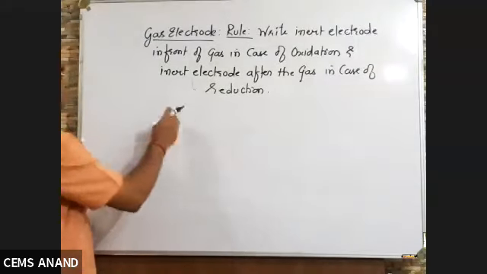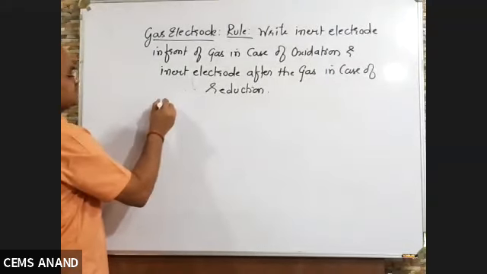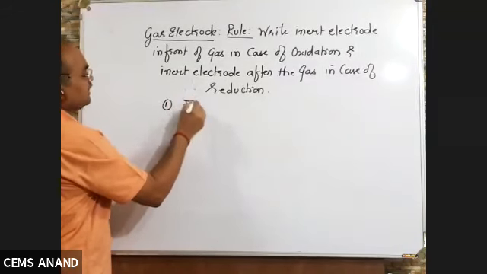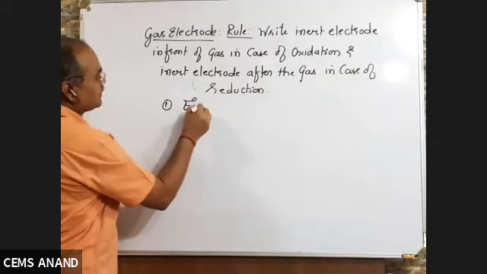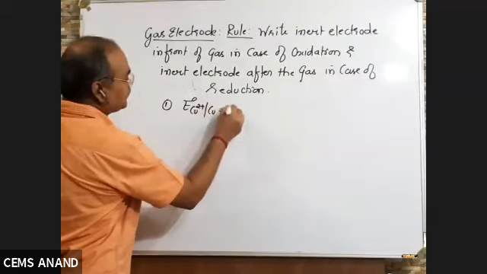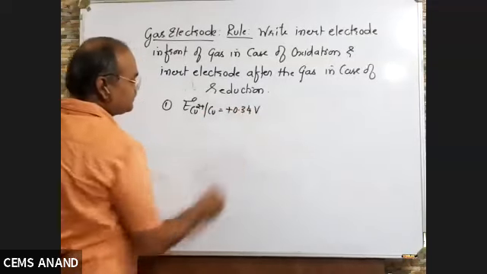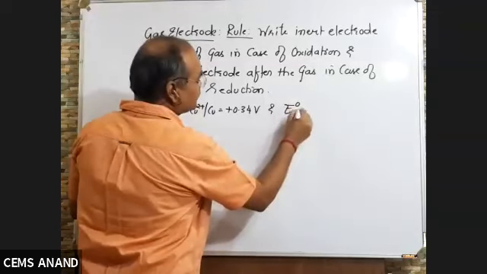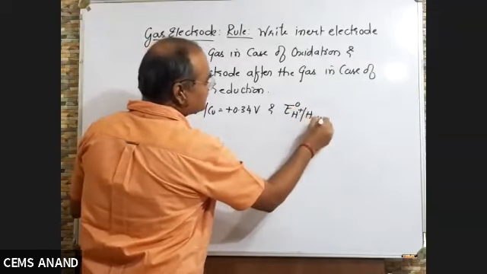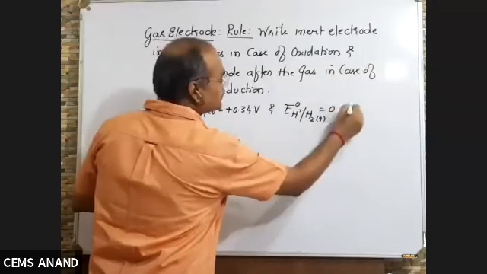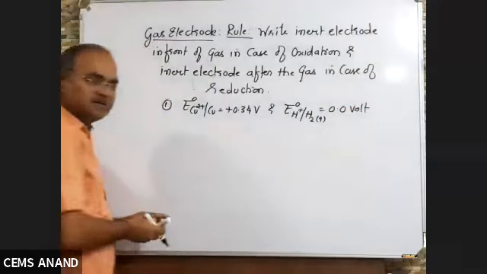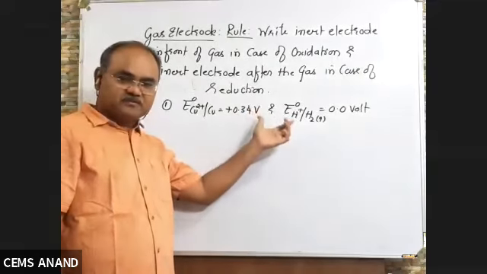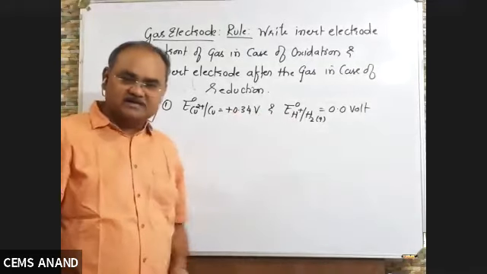I will give you an example. Suppose I have two electrodes. One is E0 Cu2+ | Cu, whose value is 0.34 volt. And second, I have E0 H+ | H2 gas, whose value is 0.0 volt. These are the two half cells. Using these two half cells, I want to connect both half cells and prepare a Daniell cell.